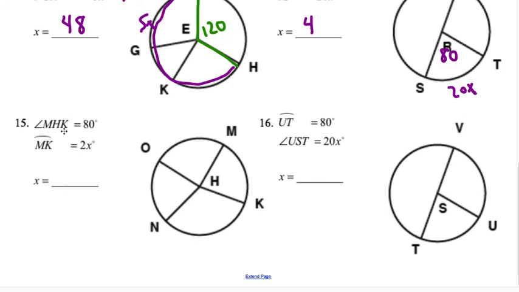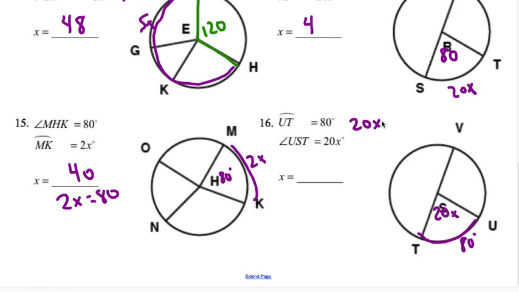Last couple of examples here. Angle MHK is equal to 80 degrees. Arc MK is equal to 2x. So here's another situation where we know that 2x equals 80, so x equals 40 because we divide both sides by 2. Arc UT and angle UST, let's see. Arc UT is equal to 80 degrees. Angle UST is equal to 20x. 20x equals 80. X equals 4. That's it for that.